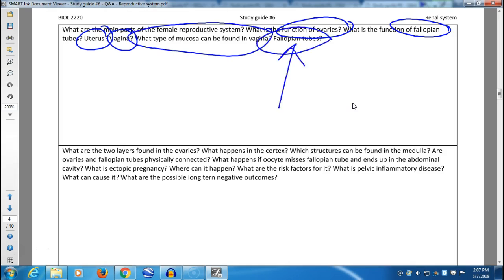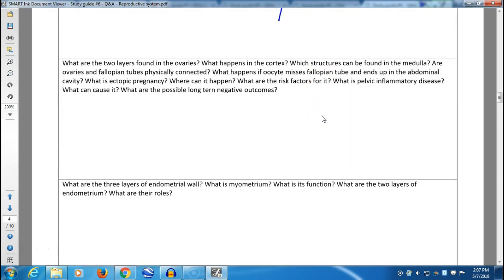Fallopian tubes. Now that may be like, what? Ciliated. Epithelium in the fallopian tubes is ciliated to propel the ova. Two layers are found in the ovaries, cortex and medulla. In the cortex, there's actually follicular development. In the medulla, there are blood vessels and nerves.